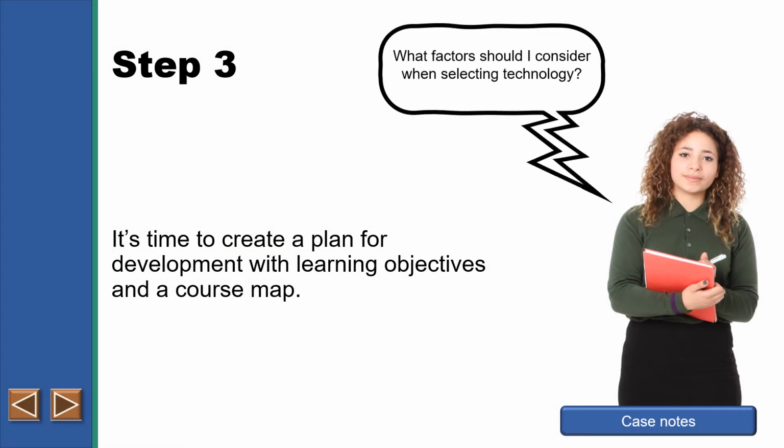Welcome back for steps 3 and 4. We're going to do both of those together in this section. If you want to look back at the case notes, you can click on the button. Otherwise, I will continue. In this step, it's time to create a plan for development with learning objectives and a course map. What factors should I consider when selecting technology?